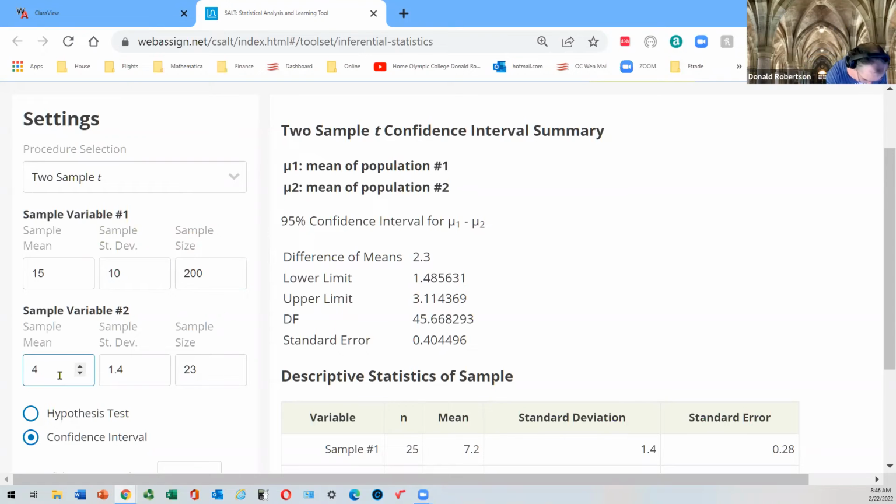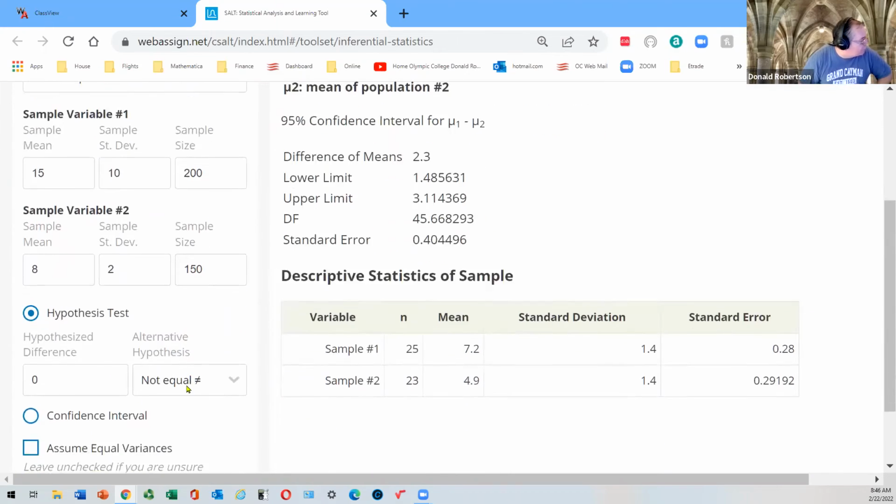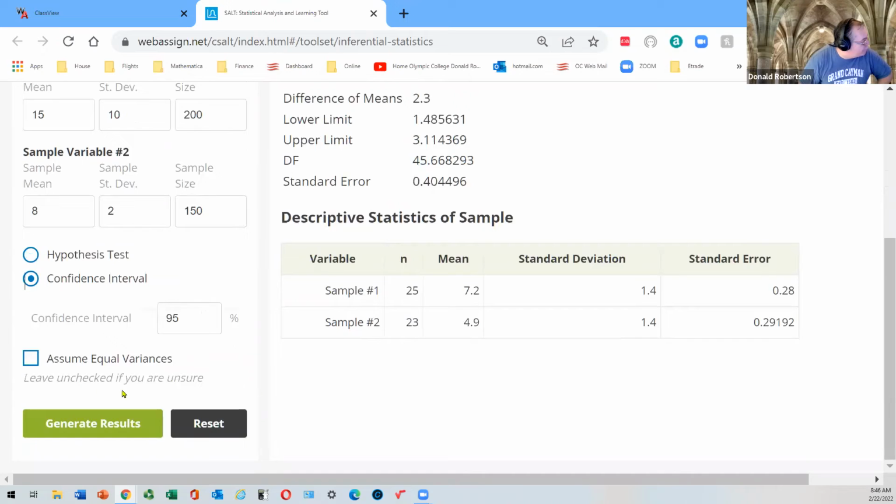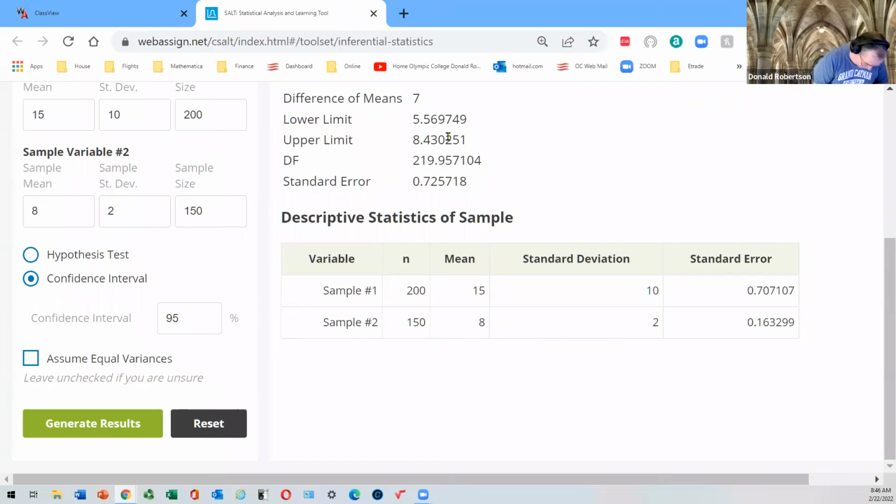The control group, much safer drug in lots of ways, but not as effective, would reduce your blood pressure by 8. The standard deviation was very small in comparison, and the sample size there is 150. We're going to do a confidence interval, and we're leaving that blank as you typically would, unless you're told to pool the data, and we'll generate the results. And the answer that we get is somewhere between 5 and 8. So I'll round that to 5.6 and to 8.4.